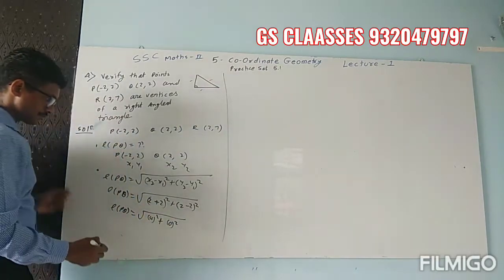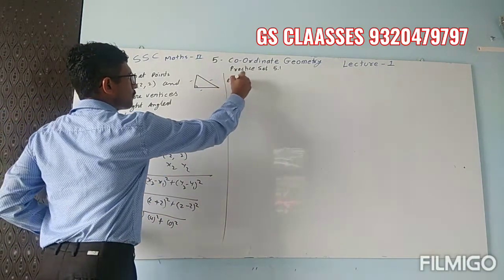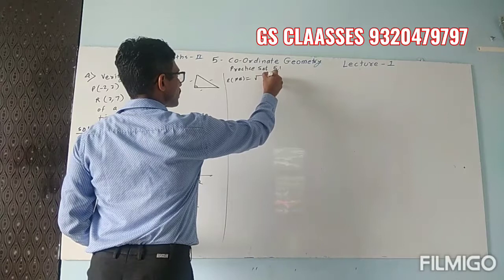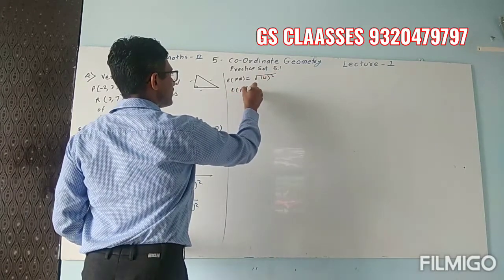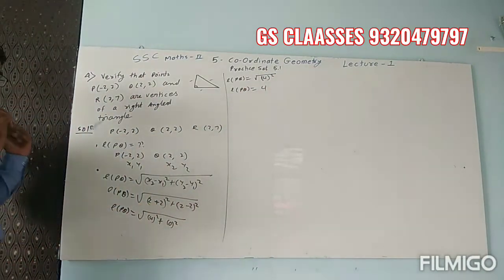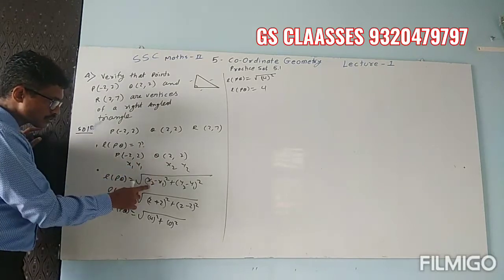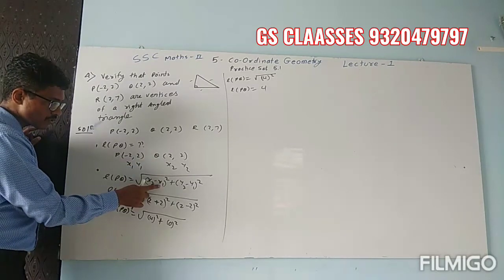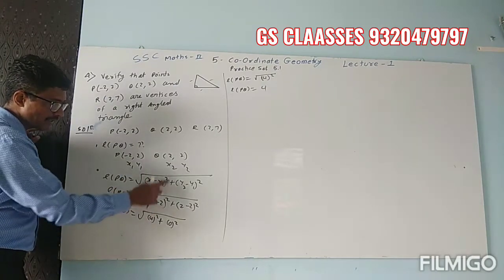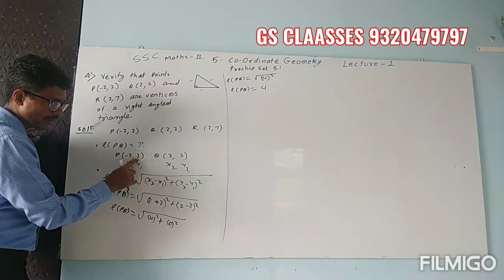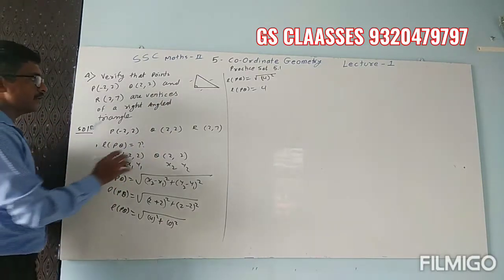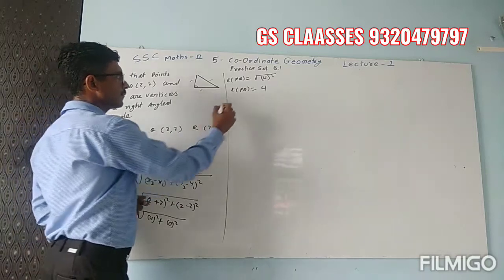So here length of PQ comes out as under root 4 square, which is finally 4. What we are doing, we are just substituting the values. x2 is 2, x1 is minus 2, so it becomes plus because of minus and minus. So we have solved it, and on the other side y2 minus y1 becomes 0, and length PQ we calculated.